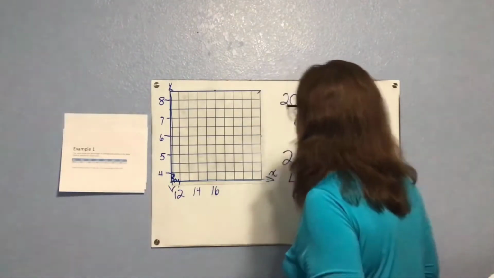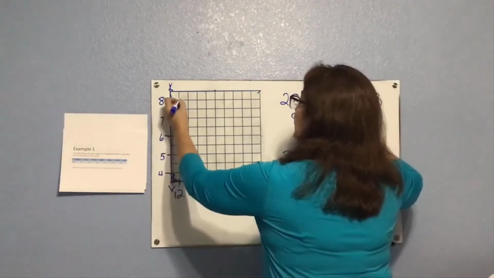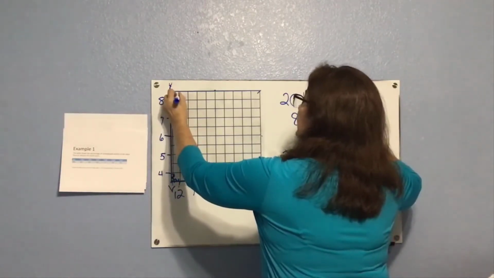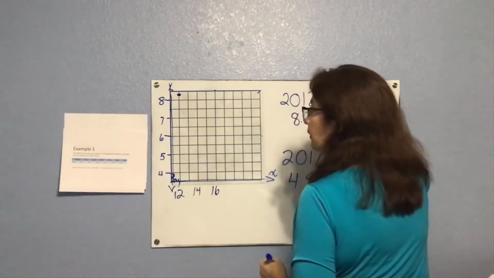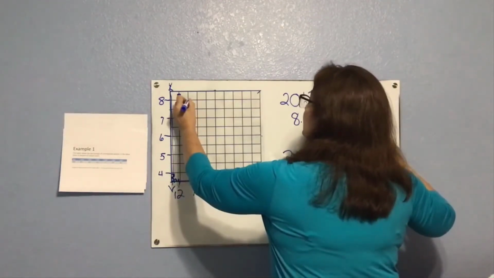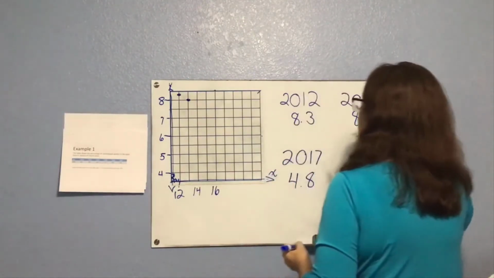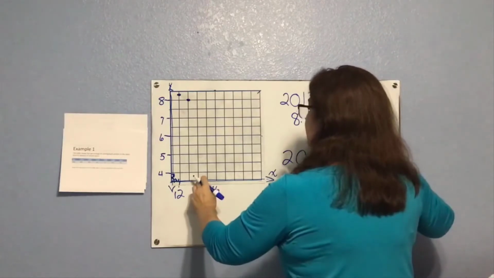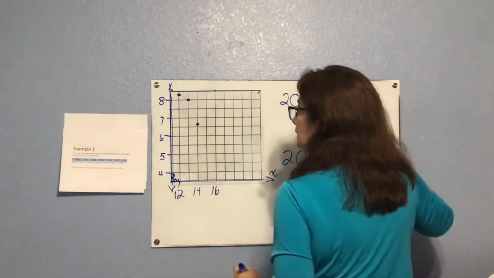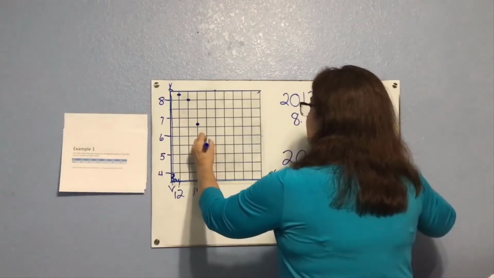So let's graph. Our first number, 2012, 8.3. So on 12, I'm going to come up to 8. This would be 8.5, so 8.3 would be about there. Okay, 2013 was 8.0, so here's 2013, 8.0. 2014, 6.6. So on 14, I'm only going to be here. 2015, 5.7. So that's about here.